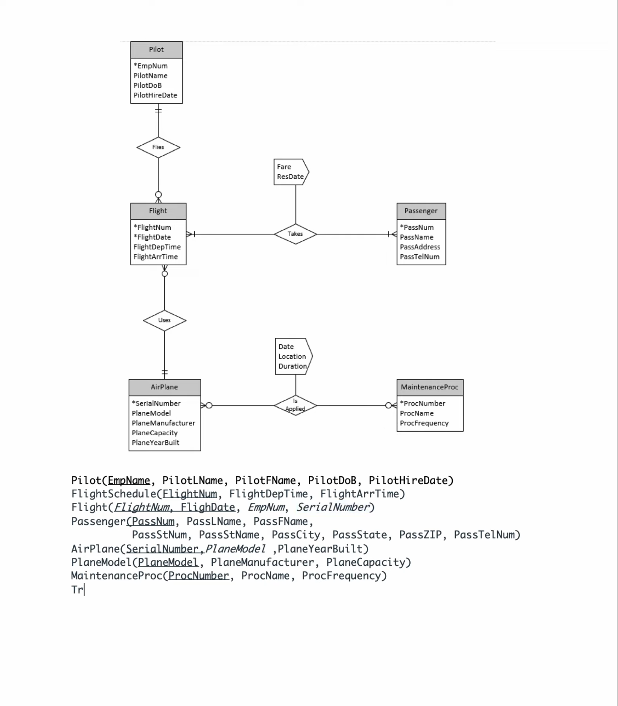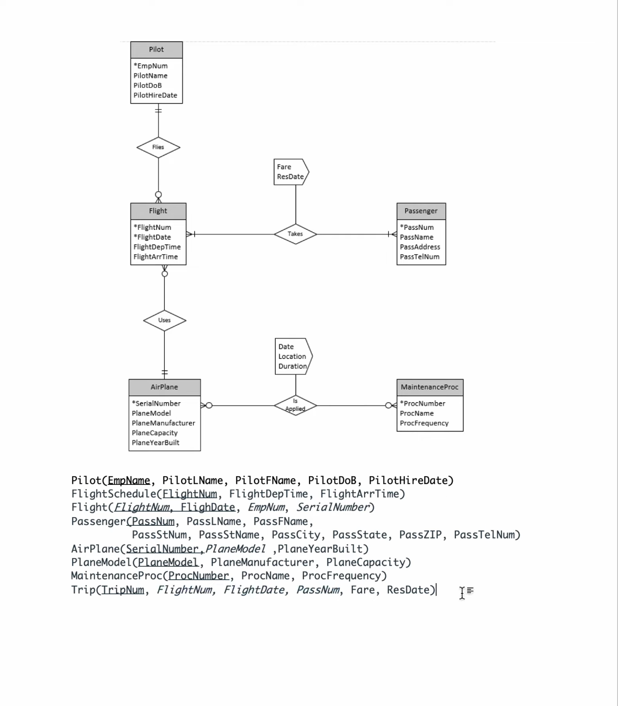So we'll do that. We'll call this entity trip with trip number, and then we need flight num and flight date, which is the primary key of flight, and we need pass num, the primary key of passenger, and then we need to add fare and reservation date as well. Then trip num will be the primary key, and flight num, flight date, and pass num will be foreign keys.